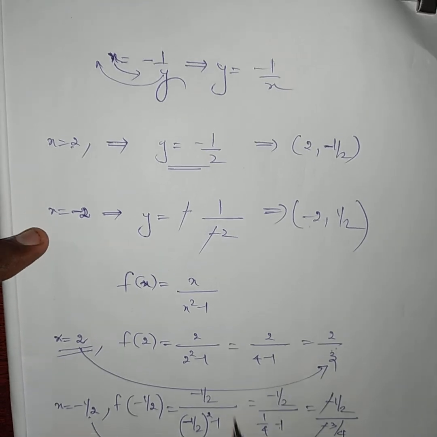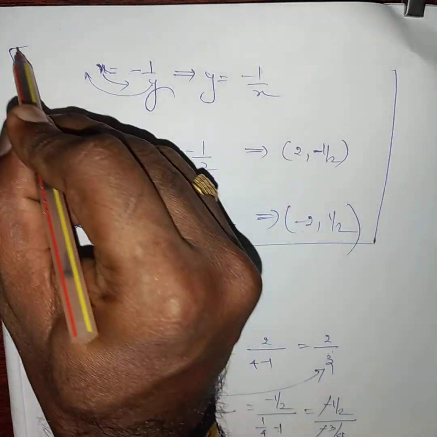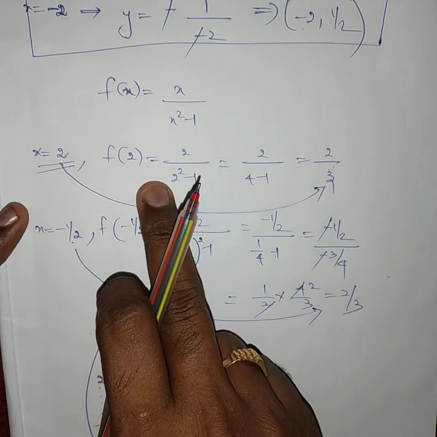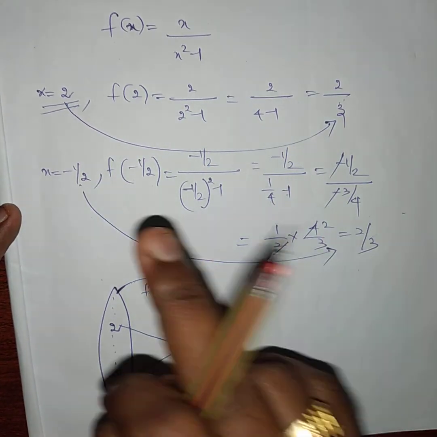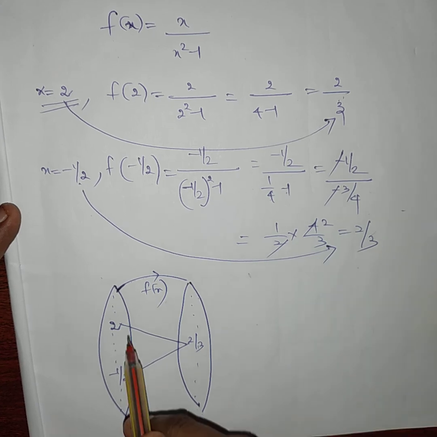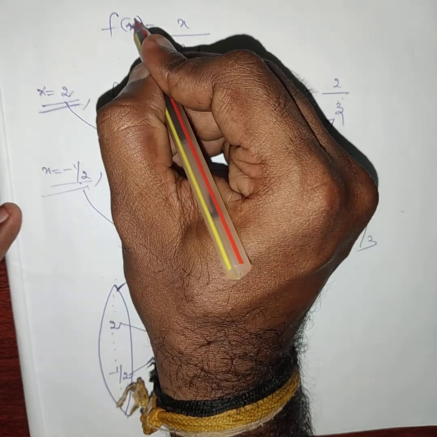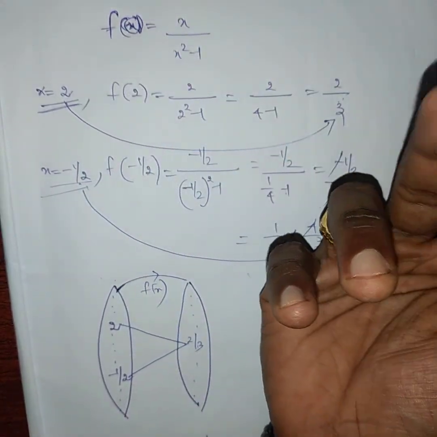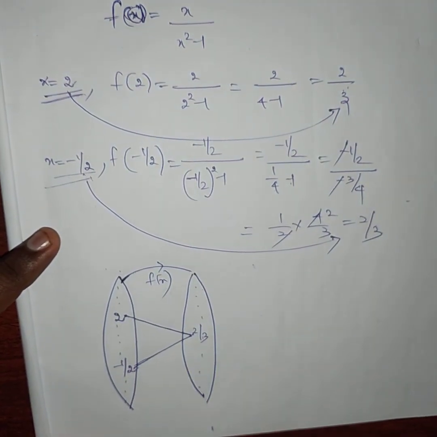We don't need to write this one. The textbook gave it, so I have written it for you. Instead of writing this, take this one as the best example. f of x equal to x divided by x square minus 1. Put one value, x is equal to 2, and the answer is 2 by 3. Put another value, minus 1 by 2, and you get the same answer, 2 by 3. So these are domain values, 2 and minus 1 by 2. x is the domain value, and f of x is called the range. We can also say it is the range, no problem. Therefore 2 maps to 2 by 3, and minus 1 by 2 also maps to 2 by 3.